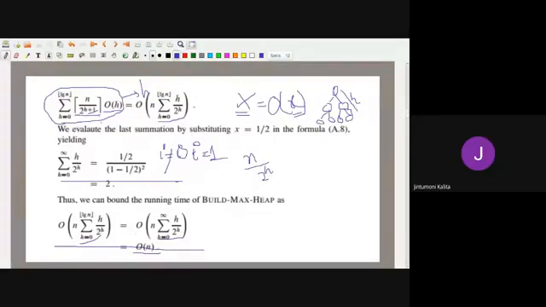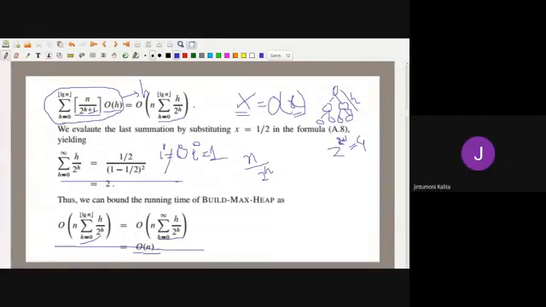In this example that you have drawn, sir, let's say height h equals 2. So for height h equal to 2, there will be 4 nodes, right? So at max there are 2 to the power 2, that is 4 nodes. But sir, in that statement, it was written that there will be at max n by 2 to the power h nodes. That I didn't understand.